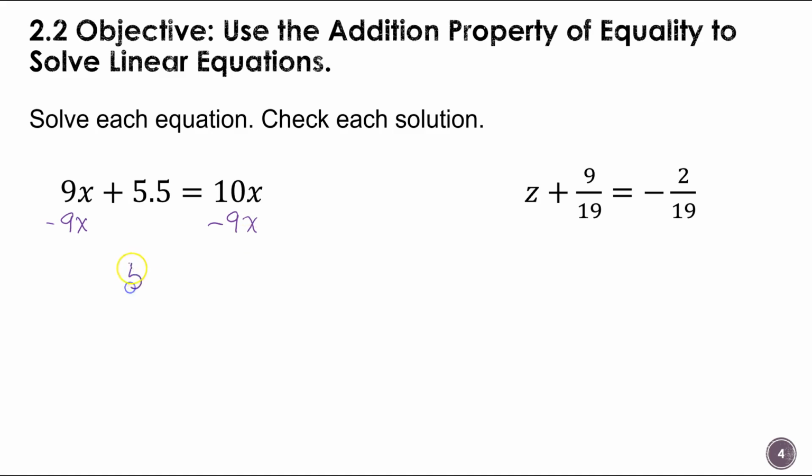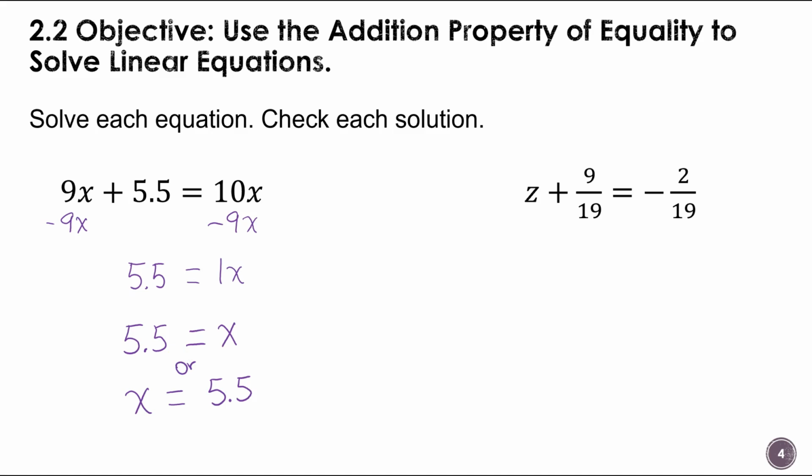And now we have 5.5 equals 1x. If you want to write the 1, you can, but normally we don't. 1x is the same as x because 1 times x equals x, and this means multiplication. And our solution is 5.5, or we can write it x equals 5.5. Either way is fine. So I'm going to just say or. We can write it either way.